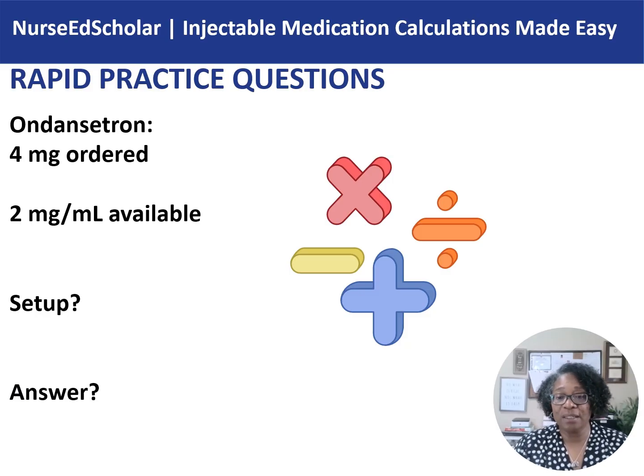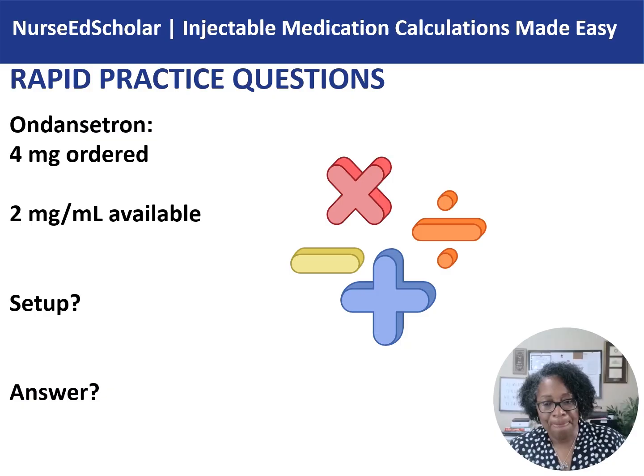So, the patient is given ondansetron, which you can use for nausea. 4 milligrams is ordered to give IV, and what's available is 2 milligrams per milliliter. Remember, ondansetron helps with nausea and vomiting, so you want to assess nausea and vomiting, but you also want to assess for allergies. And ondansetron is one of those that will lengthen the QT interval, so it can be dangerous for cardiac patients.